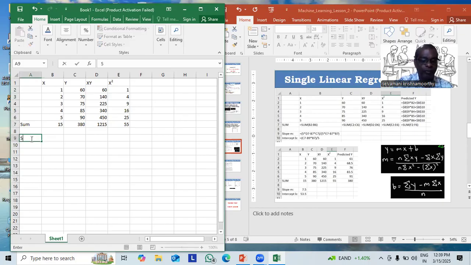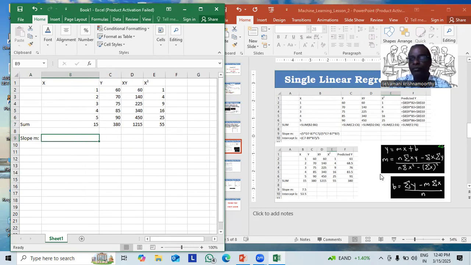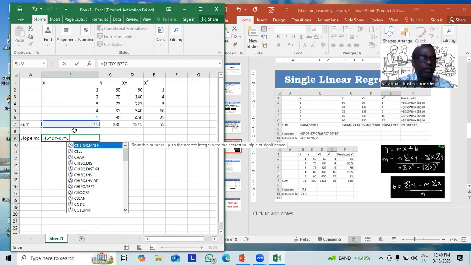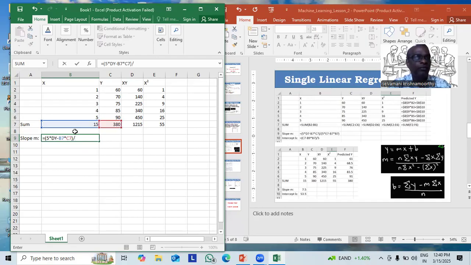Now we need to find the slope, that means M. What is the formula? See it here. Let's make it somewhat bigger. This is the formula: N multiplied by sigma XY. N is 5. We can put a bracket. Equal to 5 multiplied by sigma XY, which is available under D7. Then minus sigma X multiplied by sigma Y: sigma X is B7 multiplied by sigma Y, which is C7. I hope this is clear. Divide by, let me check once again. 5, it should be D7.